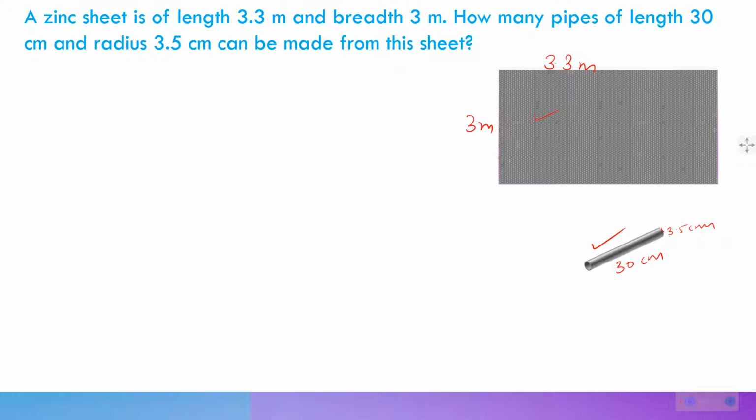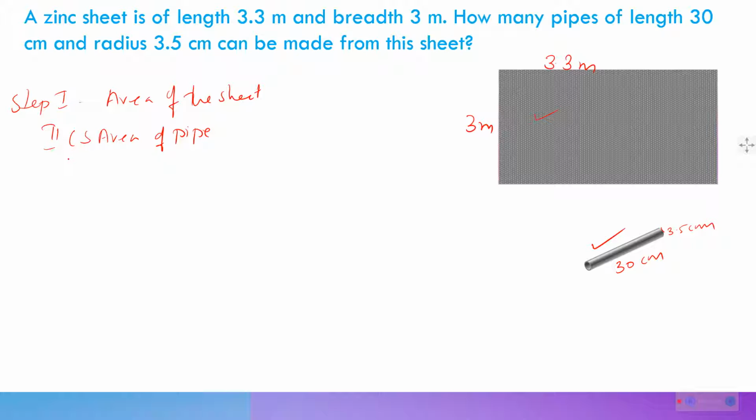So step 1 will be to find out the area of the sheet, and step 2 will be to find out the area, I mean the curved surface area of the pipe. Pipe is not having top and bottom, and then we will be thinking about the other aspect. Okay, so in that way we will be following it.